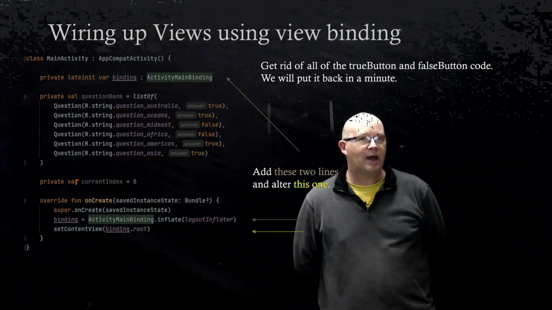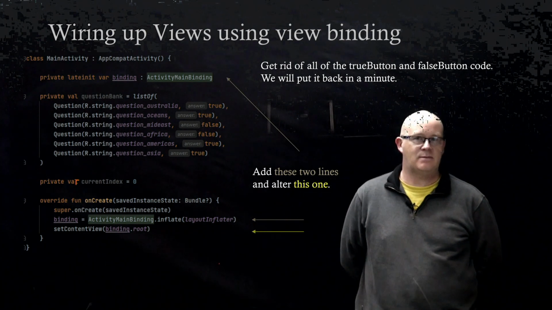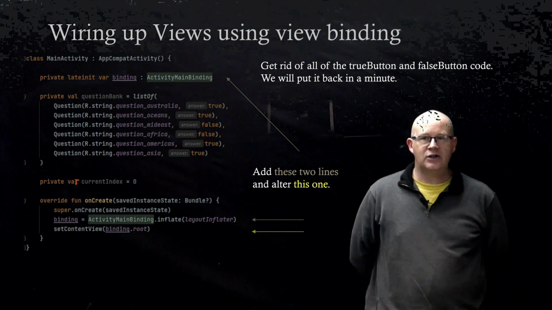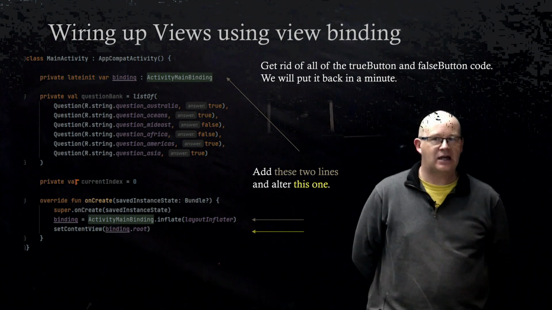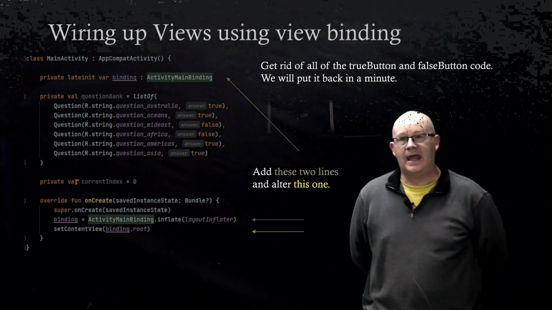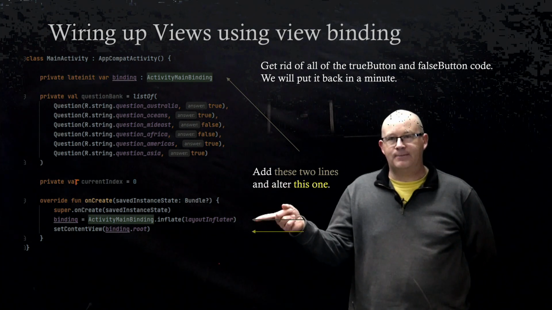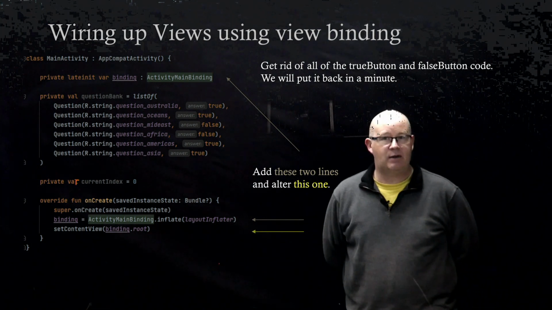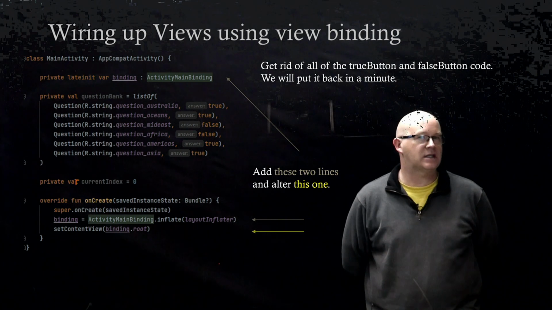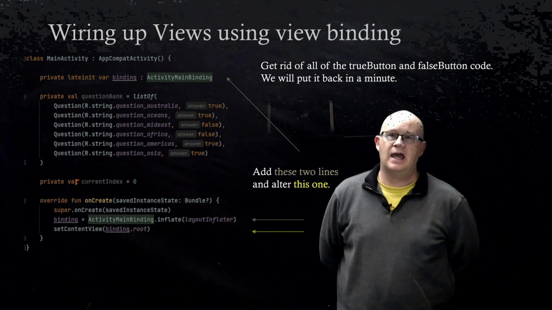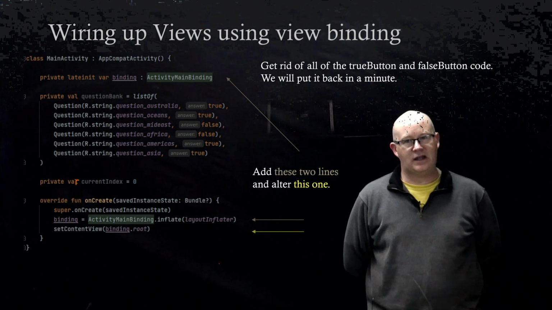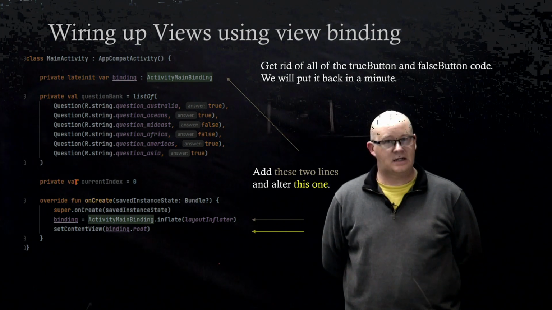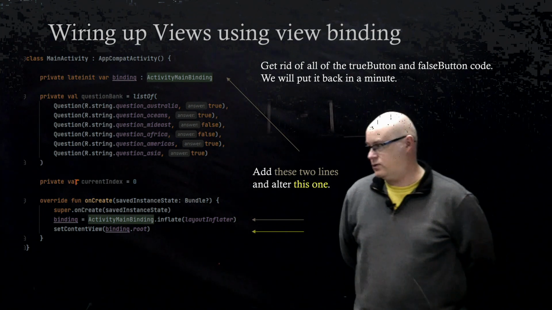All right, so our view binding is going to be called binding, and it is going to be of type activity main binding. More on that in a little bit. And then in the onCreate, we are going to add a line before the set content view. And it's going to read just like this. So binding equals activity main binding dot inflate, and then we're going to use the inflate method, which is inherited from activity, and we are going to use its default layout inflater. Now we're going to change the set content view line, and we're going to put in binding dot root.